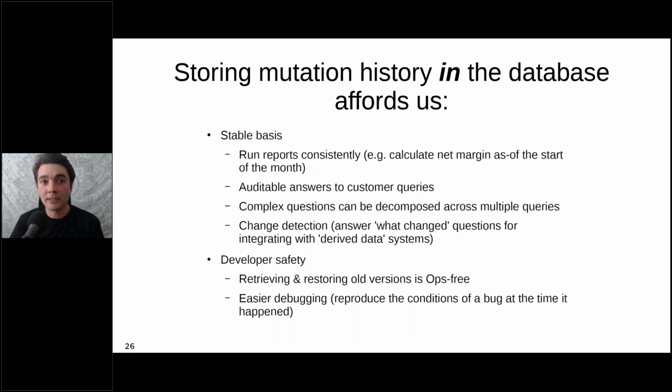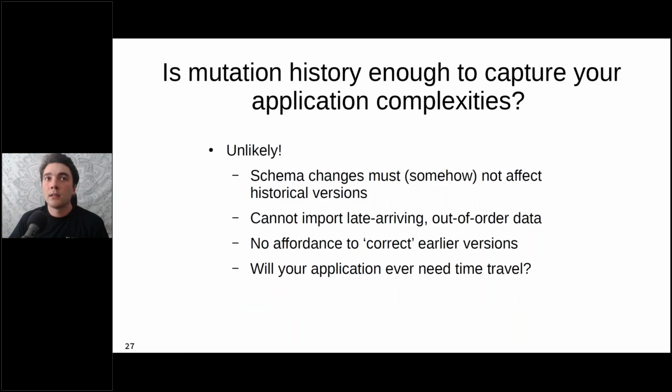And from a developer perspective, it's of course great to have the ability to access the old versions and to be able to restore them. And when we're trying to solve bugs, it's generally easier to have access to old copies of the data if you don't have sufficient logging in place. But is mutation history enough to capture everything you might want to do? And I think generally the answer is no.